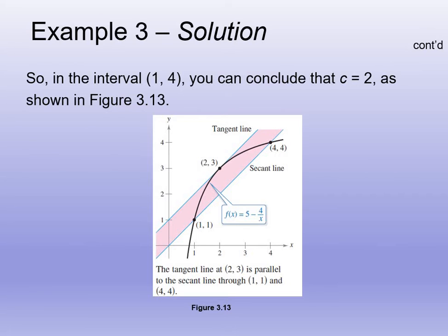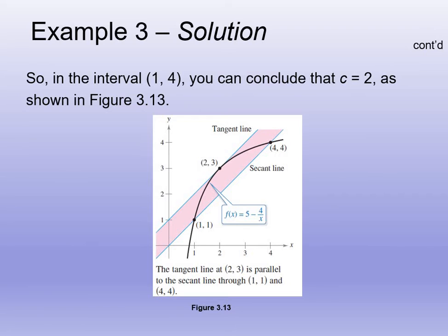And that happened at c was 2. So think back through the steps that we did for this problem. We analyzed the interval. The interval was from 1 to 4. That was our values that we had to plug in and find.